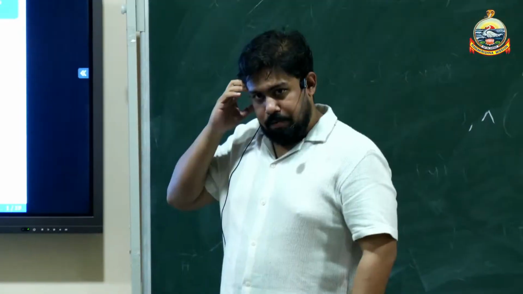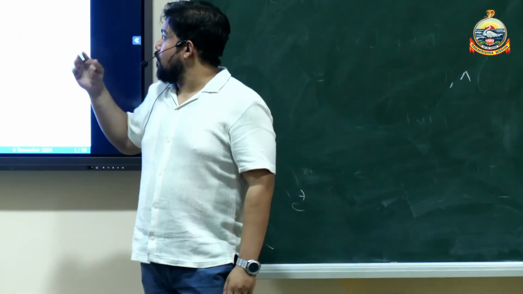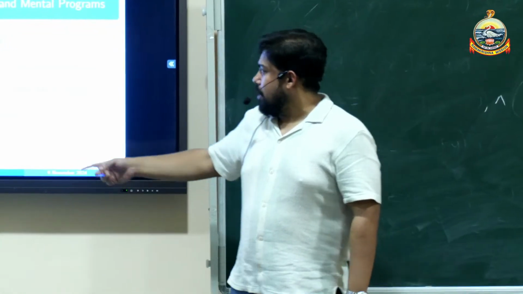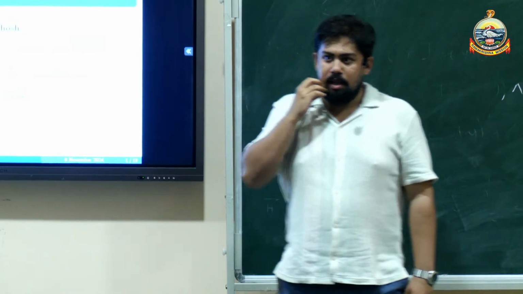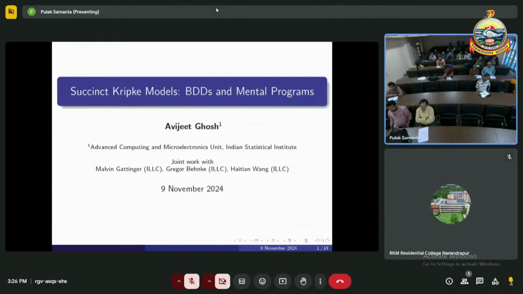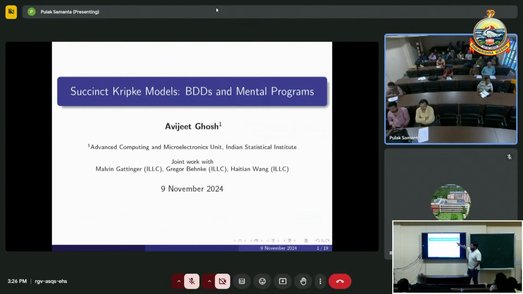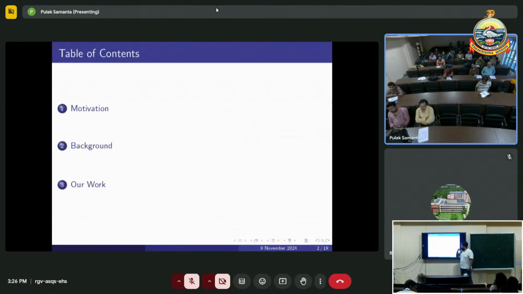Good afternoon, everyone. I'll be talking about succinct Kripke models using BDDs and something called mental programs. This is joint work with Malvin Gattinger. These are both ILLC professors, and Haitian Wang is a PhD student at ILLC. So let's begin. Please interrupt me in between, because this is not that abstract a thing. This is all about complexity and computational issues. I'll spend most of the time on motivation and background, and then I'll quickly go over what we are currently doing.